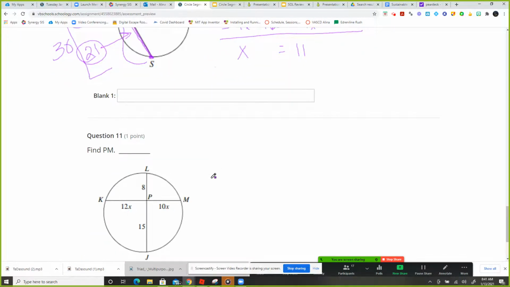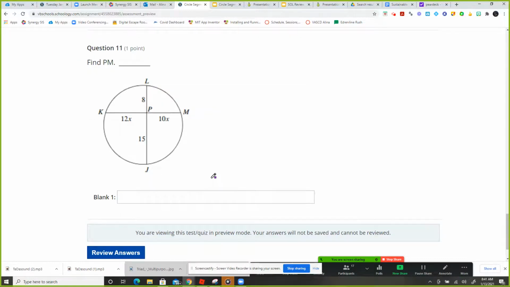So question number 11, this is finally the end. What do I do here? We're back to our example number 2, cross multiplying. What do I multiply together? 8 times 15. 8 times 15. I love the confidence in that answer. And then what else? 12x times 10x. Absolutely.